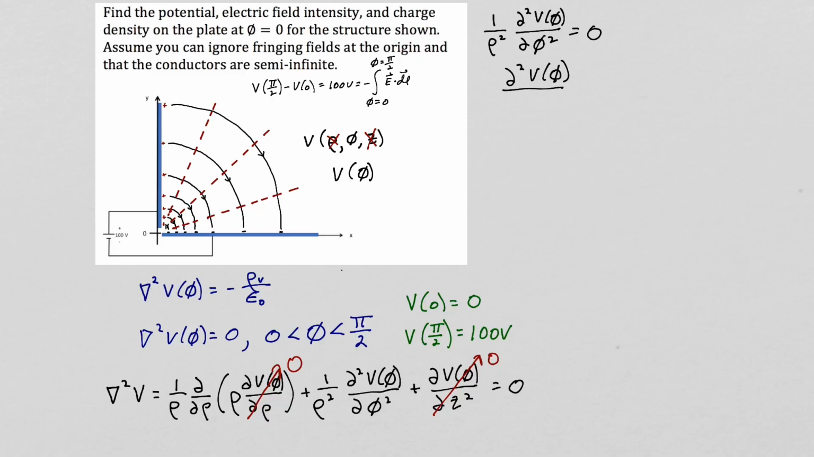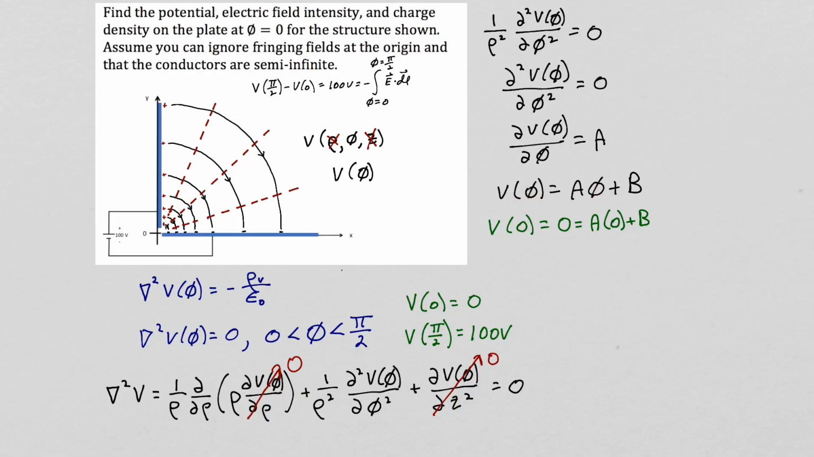Integrate once, we get the partial of V with respect to phi equals a constant A, and integrate again, we get V of phi equals A phi plus B, a second constant. We can find the constants A and B with our two boundary conditions. So when phi is 0, the voltage is 0, and we see that B must be 0.